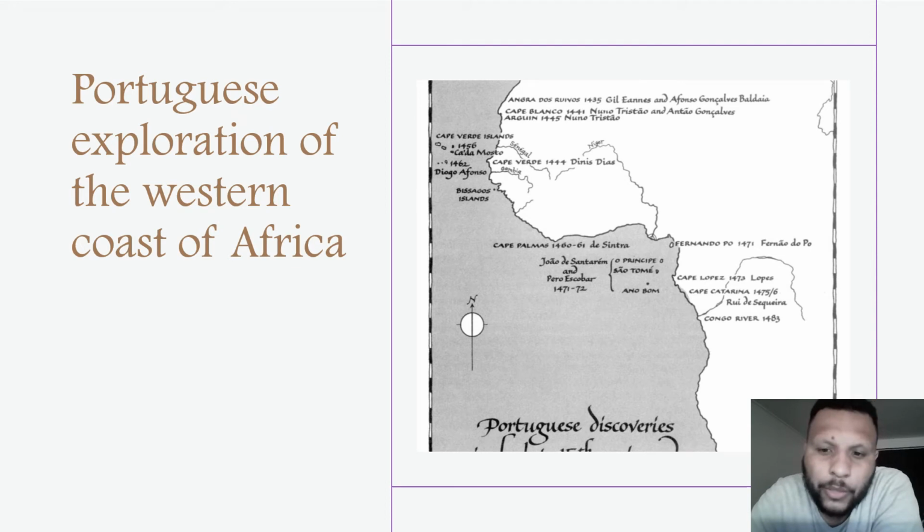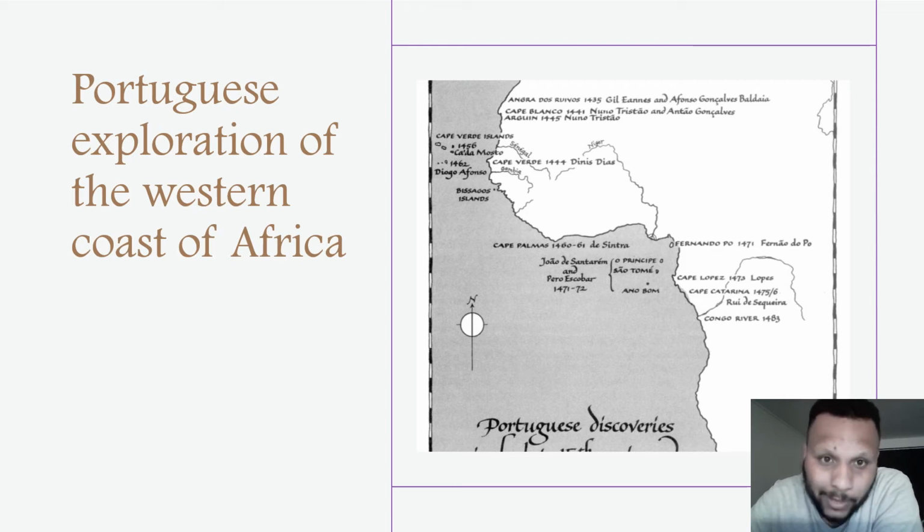So this is a very interesting map, because in it we see certain key dates. Let me take a step back. After the Portuguese conquered Ceuta in 1415, they adopted a dual policy where they would maintain some military presence in northern Africa, and at the same time have their navigators exploring the West African coast. By 1435, Gil Eanes and Afonso Gonçalves Baldaia arrived at Angra dos Ruivos, in modern day West Africa.